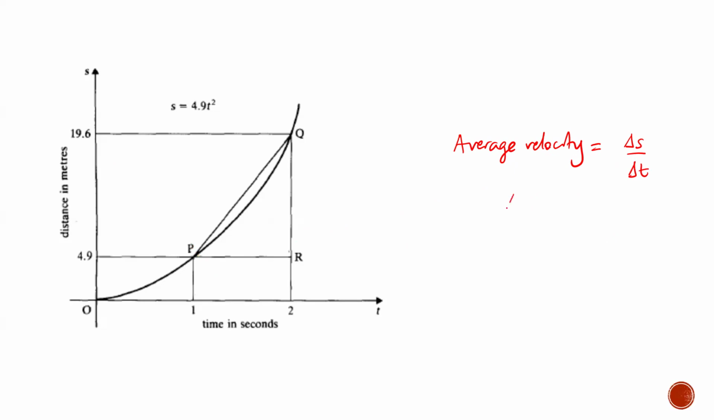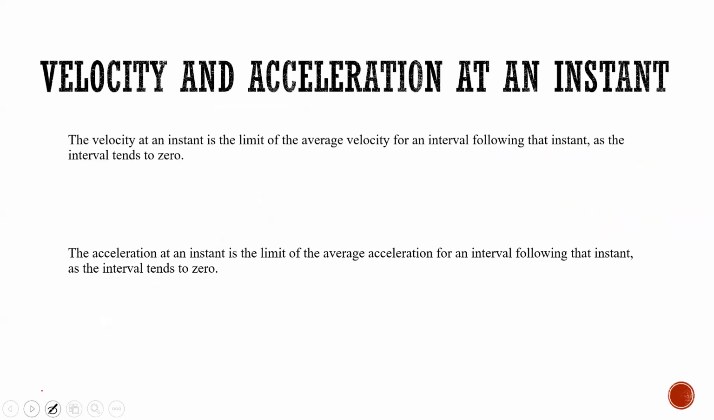But what do we know? We know from differentiation that as delta T tends to 0, delta S out of delta T will tend to the gradient of the tangent at point P. And the gradient of the tangent at point P is in fact the velocity at point P. And so the relationship we have is that v is equal to ds/dt. That's how we'll be getting the velocity at any instant.